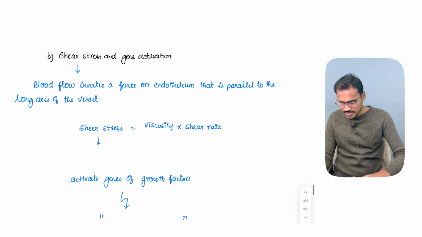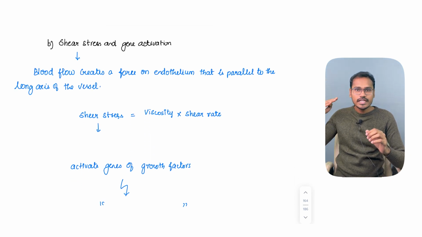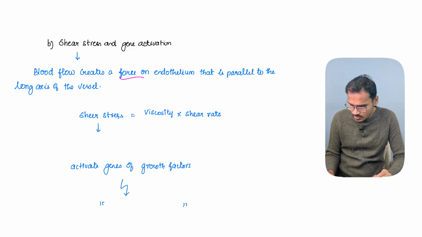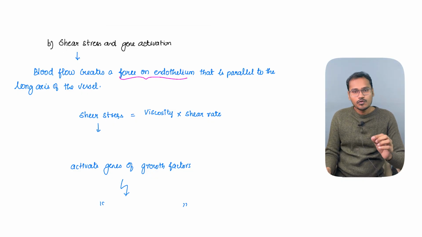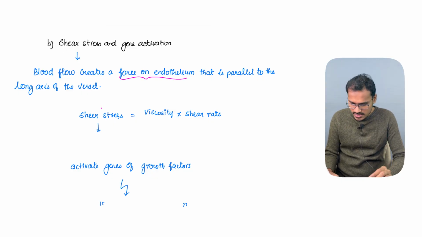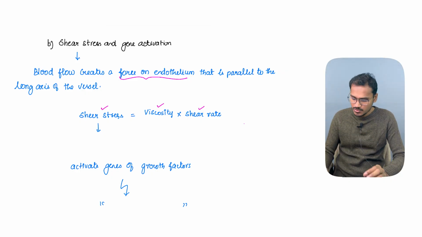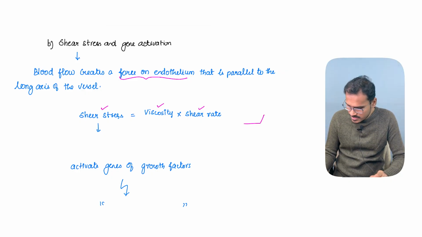Next, coming to the shear stress. Whenever any blood flow is going, it is going to create a force on the endothelium. And this force is called shear stress, which is equivalent to the viscosity times the shear rate. Suppose, for example, there is a vessel which is deviating like this, and in one of the branches there is some obstruction. So what is going to happen? The shear stress is going to increase and increase.